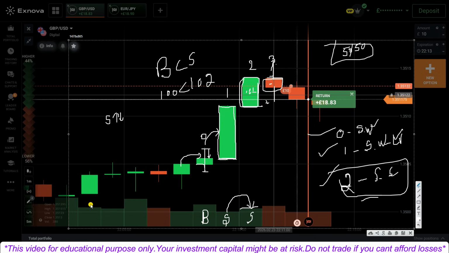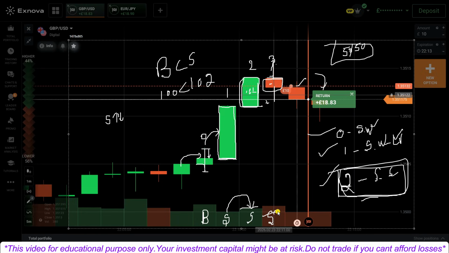Even though the candlestick is a spinning candlestick, these sellers are saying, which sellers? Strong sellers. These strong sellers are saying that we are still strong. So that's why I traded for the next candle as sellers.